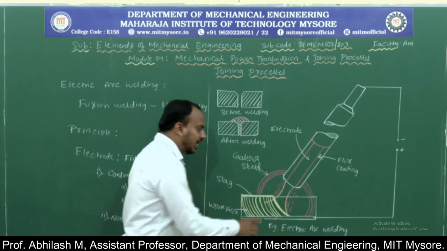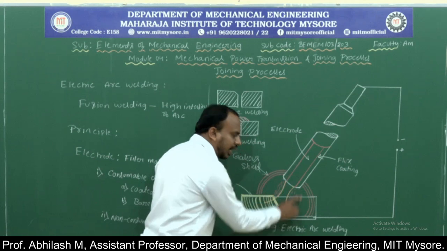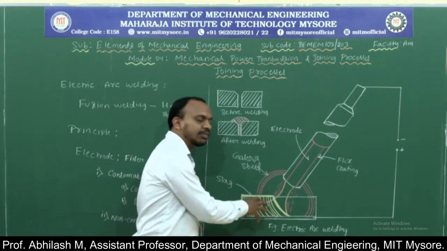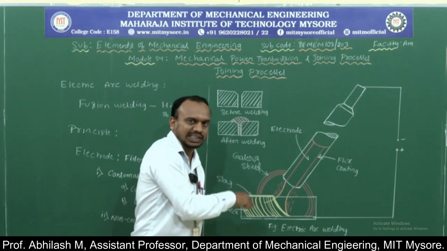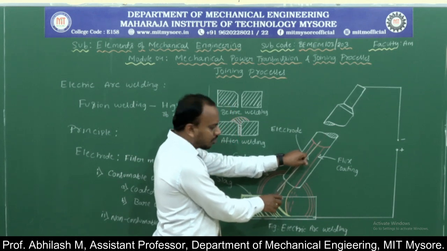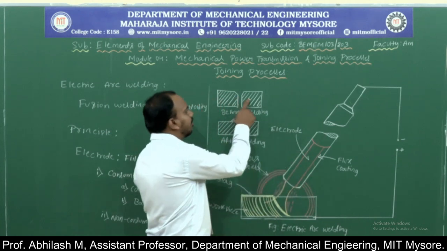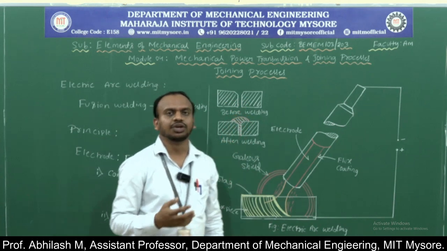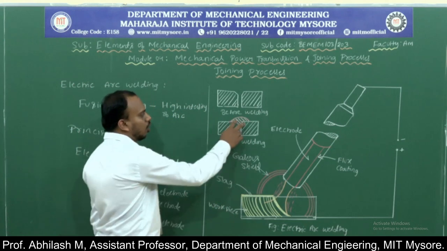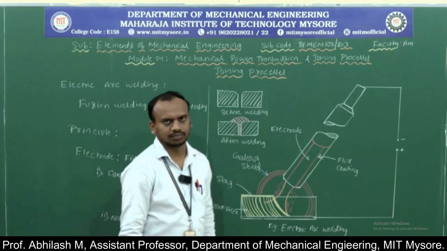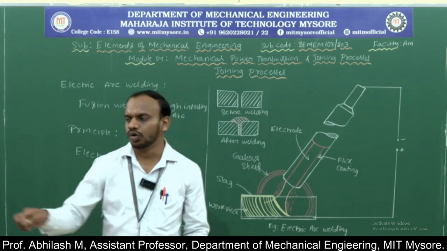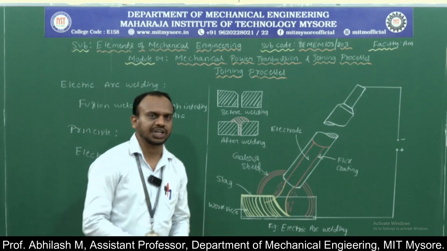such that a high intensity electric arc is generated, which is sufficient to melt the surface of the base material. During this process, the electrode will also start to melt, and it will occupy the gap in between the two workpieces, and when you allow them to cool or solidify, you are going to obtain a homogeneous joint.